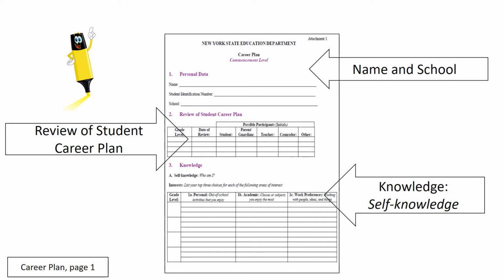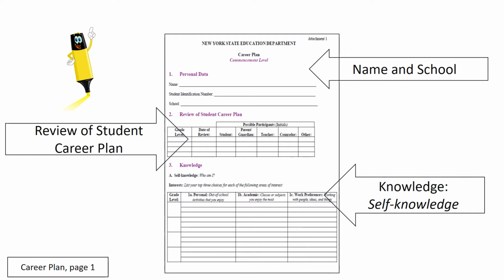Number 2, review of the student career plan. Students, you are not alone on your career journeys. Enter the grade you are in the column on the left that says grade level. The next column says date of review. This is often completed during annual review meetings. Moving to the right, do you see where it says possible participants? Those participating in the review of the document enter their initials in the appropriate boxes.